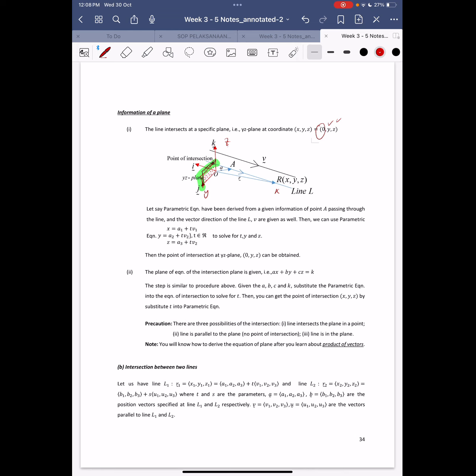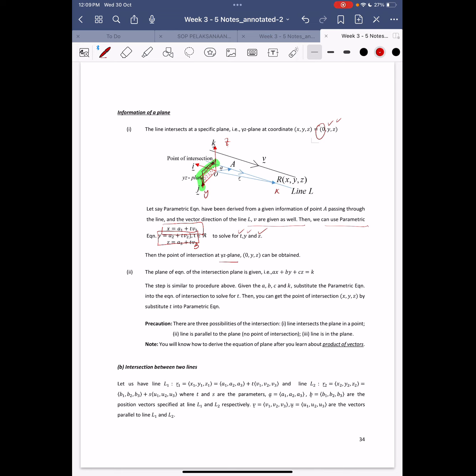Let's say the parametric equation has been derived from the given information of point A passing through the line, and the direction vector of L, V, is given as well. We can use the parametric equation to solve for T, Y, and Z. We have X equivalent to A1 plus TV1, Y equivalent to A2 plus TV2, and Z equivalent to A3 plus TV3 here. Please correct it in your notes. And then the point of intersection in the YZ plane can be obtained.